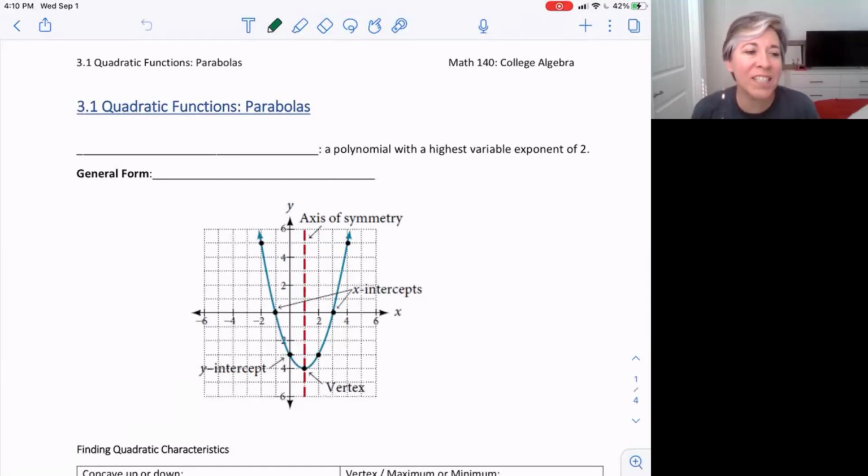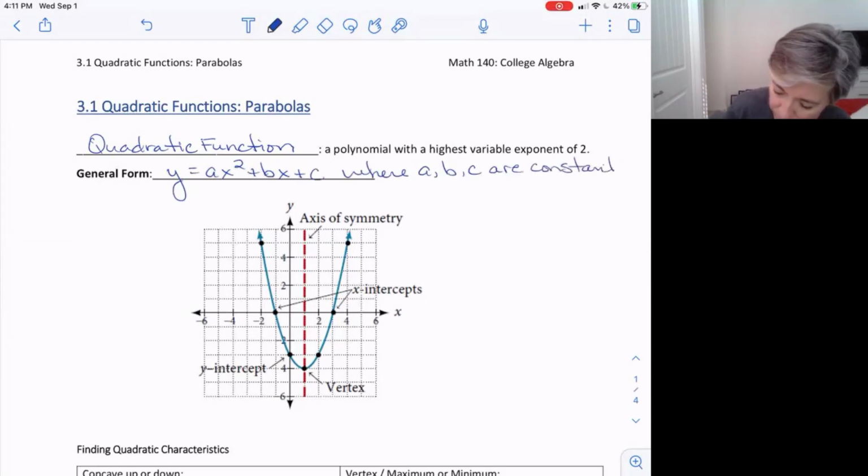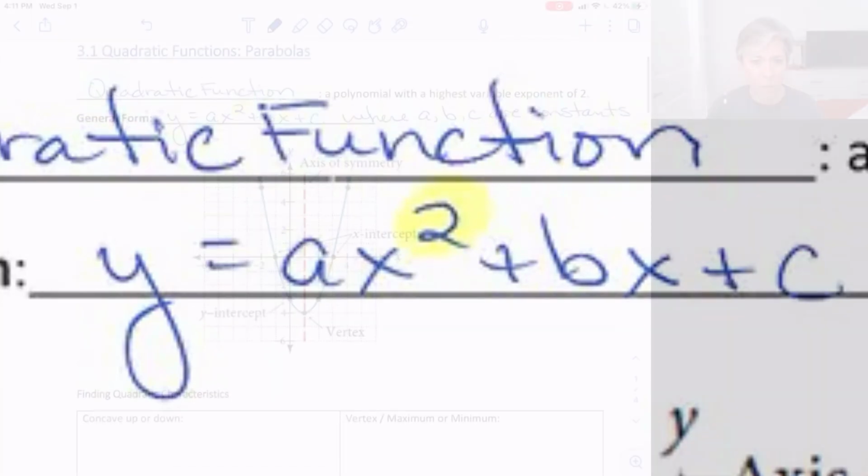Hi team, we're about to start section 3.1, quadratic functions or parabolas. A quadratic function is a polynomial that has a highest variable exponent of 2. In its general form, it would look like this, where A, B, and C are constants. So we know it's a quadratic because the highest exponent that we see on a variable is a 2.